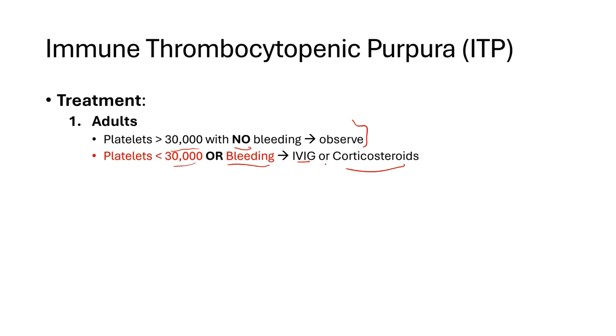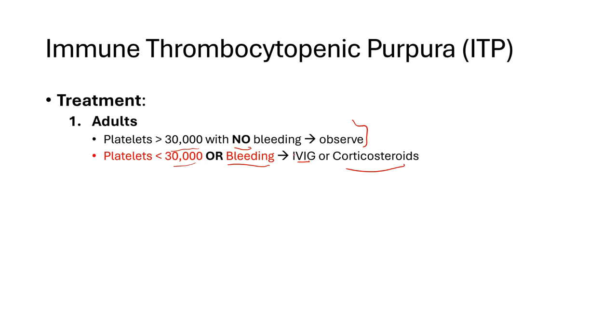Steroids suppress the immune system activity. Remember, ITP is caused by autoantibodies. These autoantibodies target platelets, leading to their destruction by macrophages in the spleen. Corticosteroids can reduce antibody production and decrease macrophage function. This slows down platelet destruction.